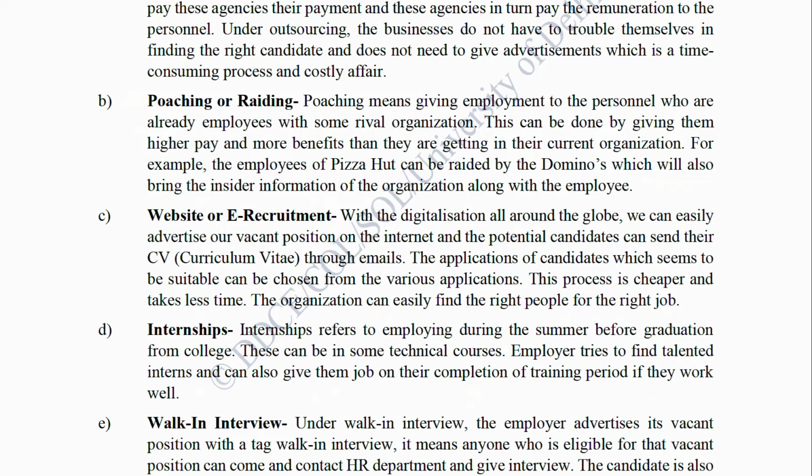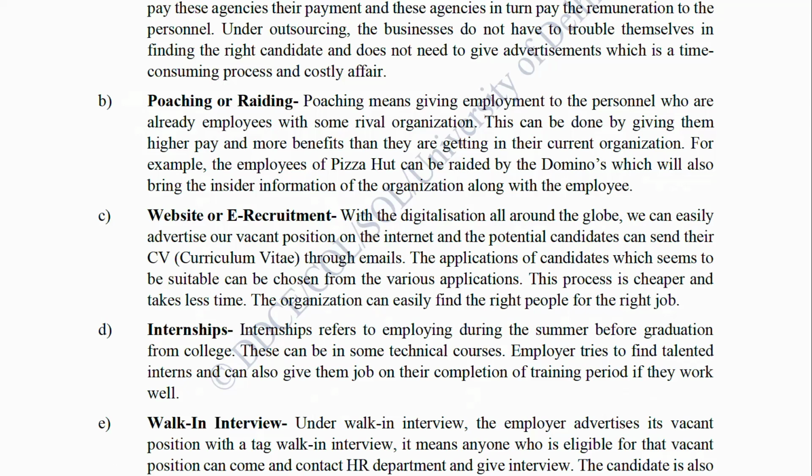Fourth, internships. Internships refers to employing during the summer before graduation from college. These can be in some technical courses. The employer tries to find talented interns and can also give them a job on completion of the training period if they work well.